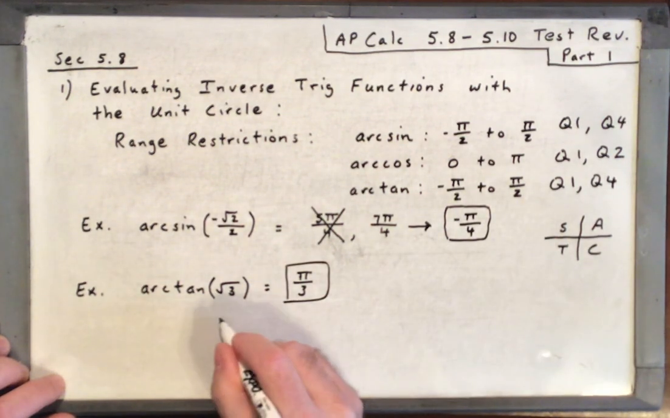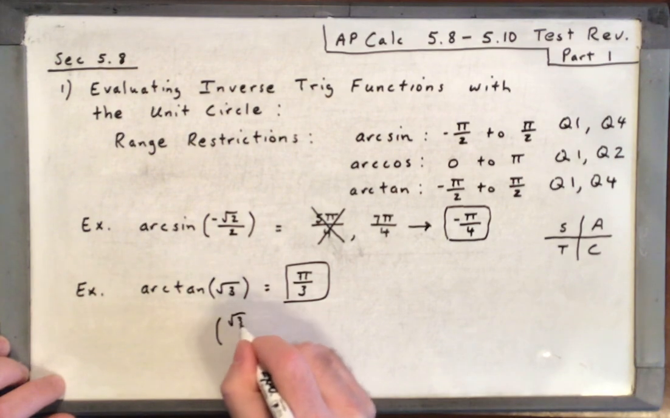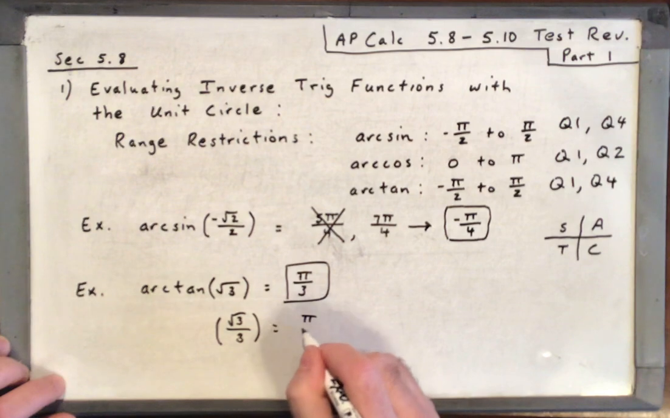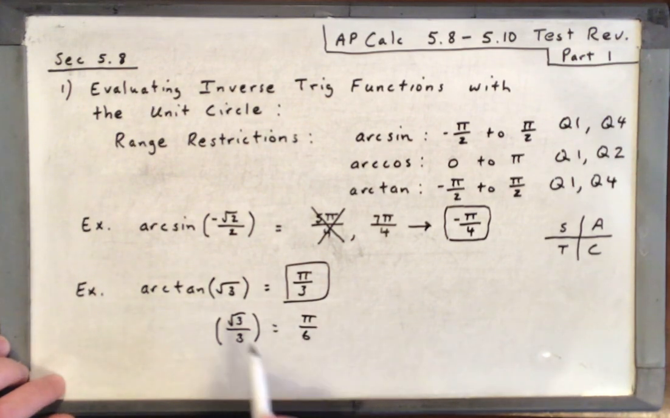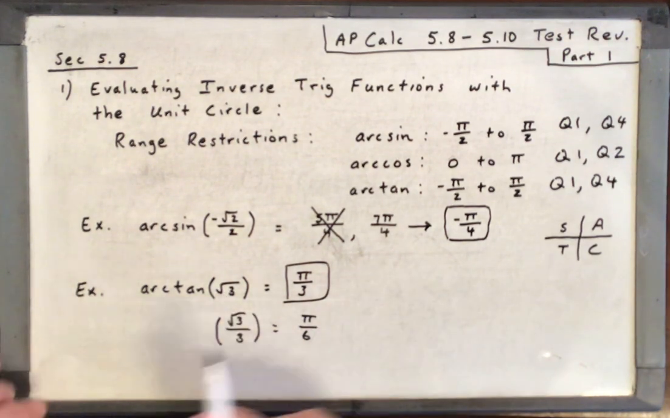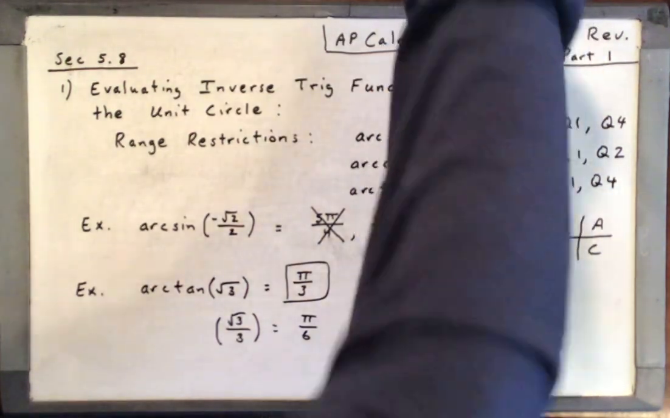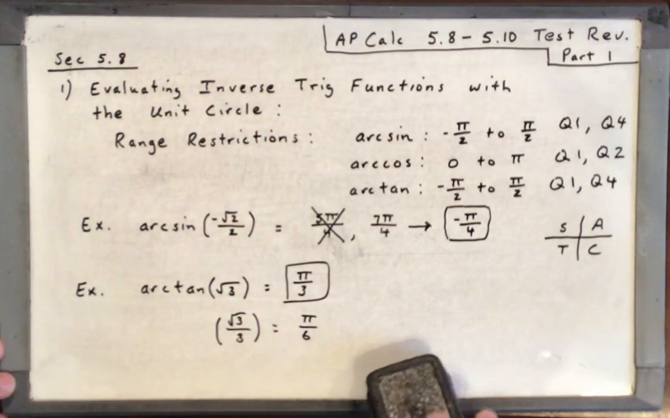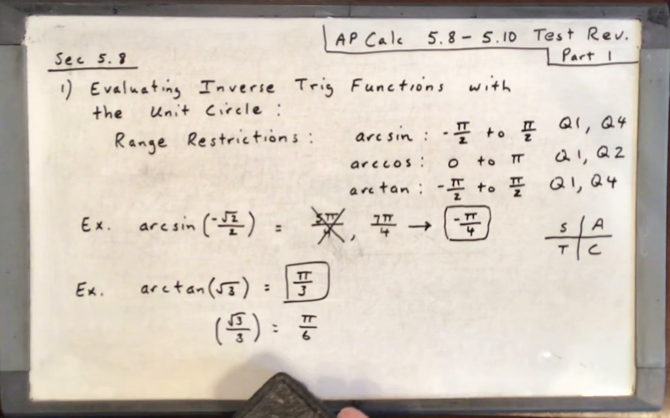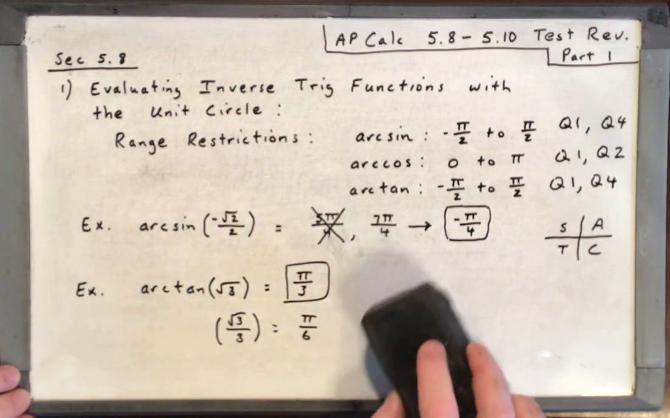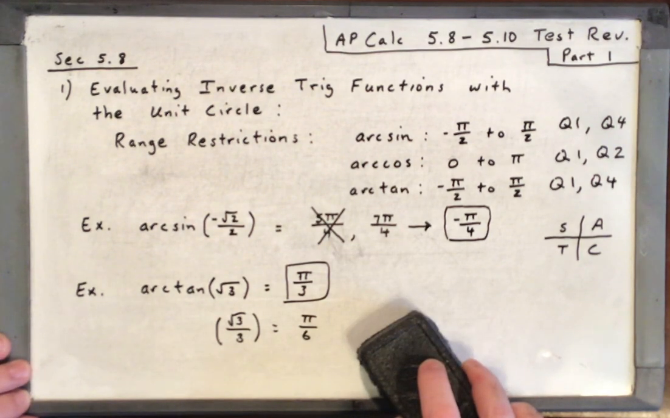If it were the other one, root 3 over 3, that one is pi over 6. Okay, so if you can just remember that, then you won't have to do the sine over cosine thing and possibly mess that up. So really worth remembering on tangent. All right, that's a couple of examples. Just to remind you how to do it. Feel free to rework the homework problems that are like that if you need to.